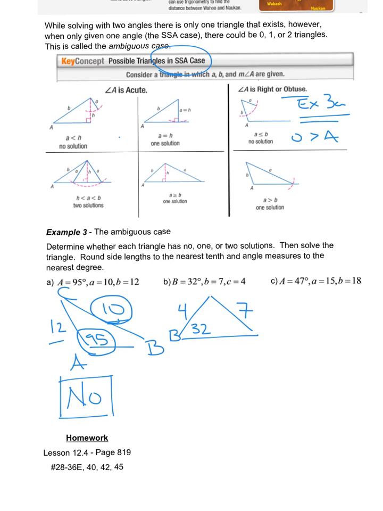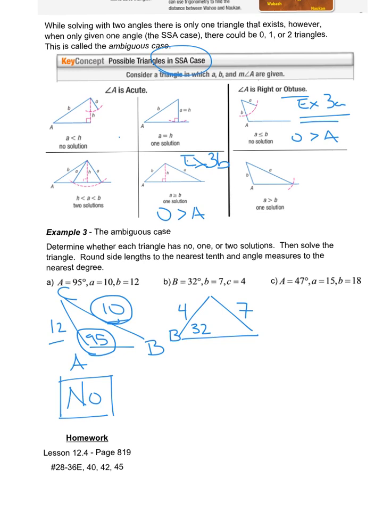Well, if I have an acute angle, it makes sense that our opposite side could be bigger than the adjacent, and that actually coincides right here with this one, all right? So when we have an acute angle and the opposite side is bigger than the adjacent, all right, there is going to be one triangle.